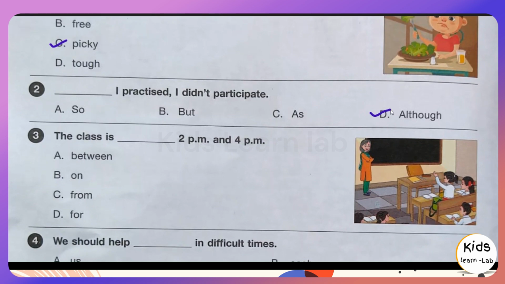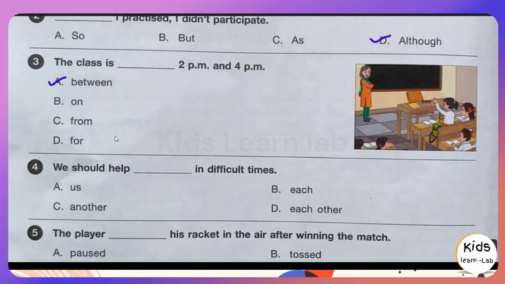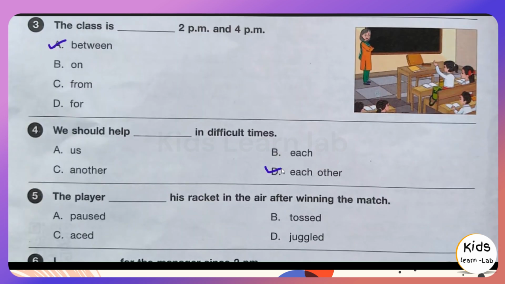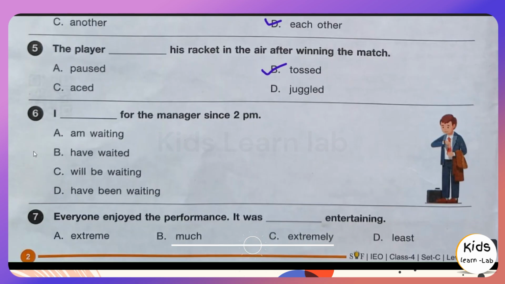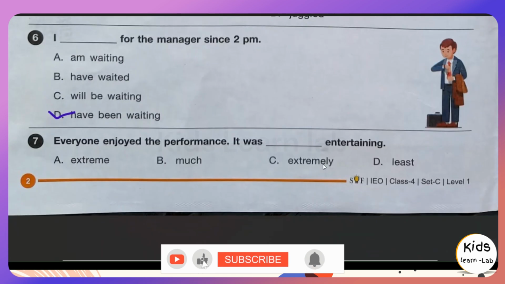Second question answer is option D. Third question answer is option A. Fourth question answer is option D. Fifth question answer is option B. Sixth question answer is D. Seventh question answer is option C.